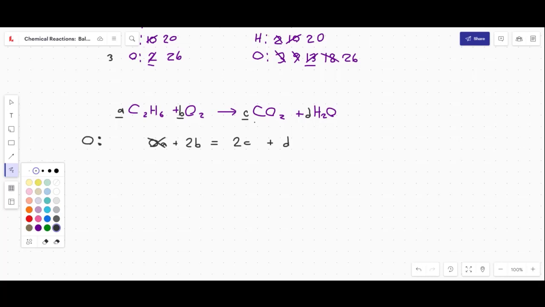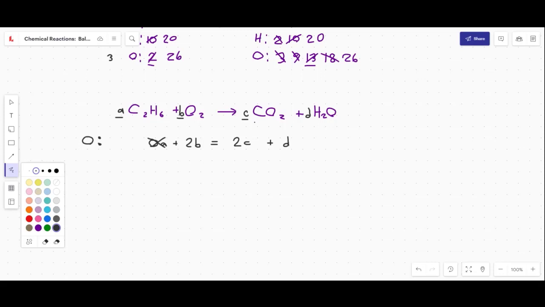Yeah, sure, absolutely, no problem. All right, so essentially, I want to make sure that the number of oxygens on the reactant side are equal to the number of oxygens on the product side. Okay? So I looked for how many oxygens are present in each of these substances. I'm basically trying to solve for what these coefficients are. There's no oxygens in C2H6, so that's why I put a 0 times A. But there's 2 oxygens in O2, so that's why I put a 2 times B.